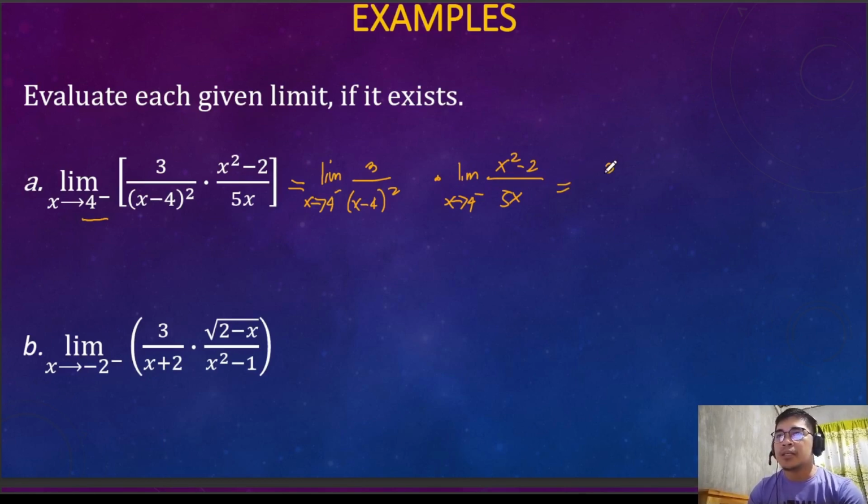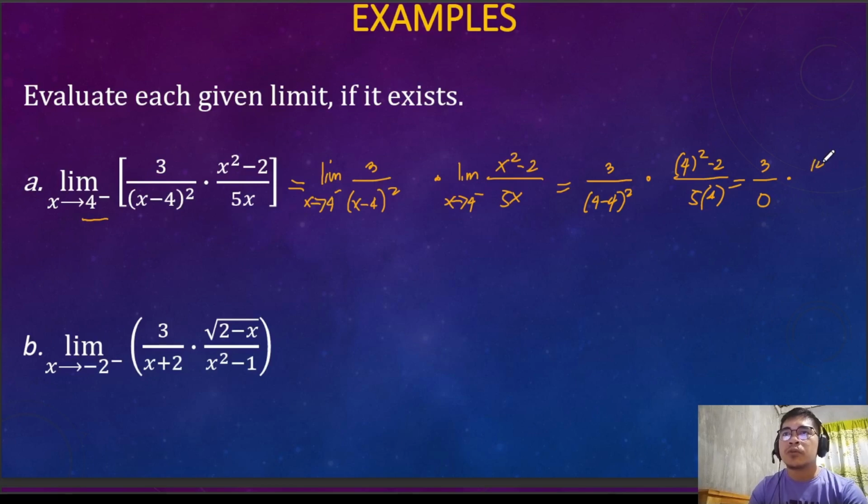So we got 3 over 4 minus 4, times 4 squared minus 2 all over 5 times 4. So we get 3 over 0, right? Times 16 minus 2, we got 14 over 20. So since our f of x is 3 over 0, take note our numerator 3 is greater than 0.